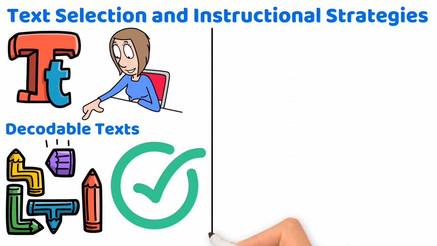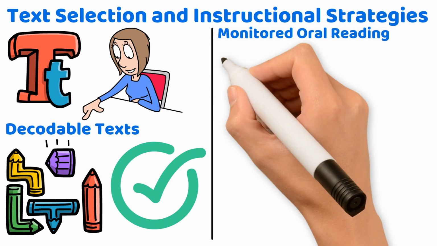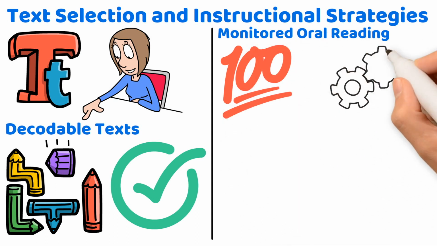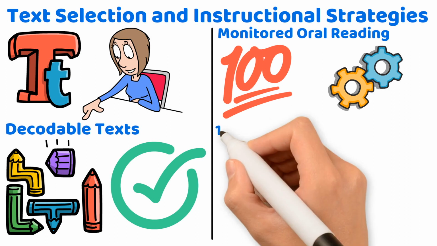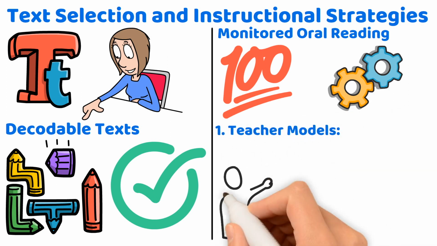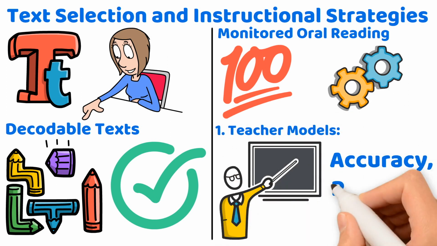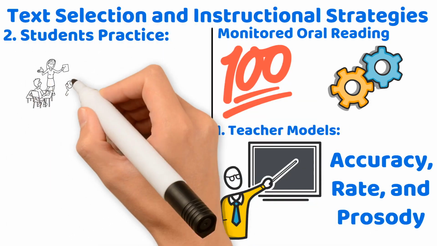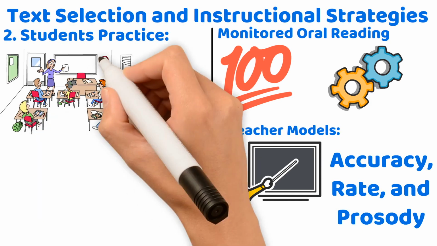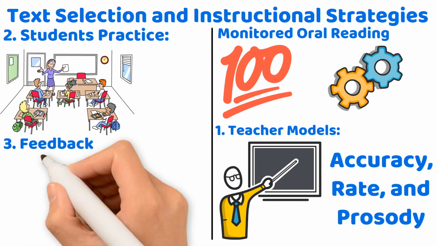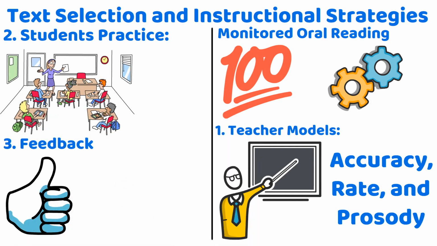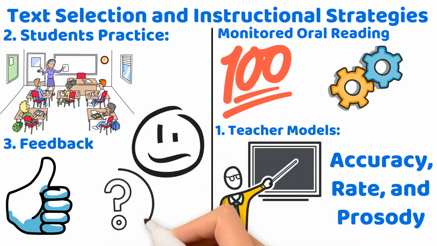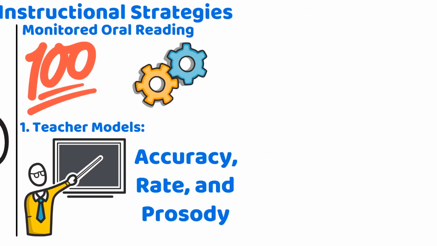On test day, look for monitored oral reading in your answer solution because it is a fantastic strategy to enhance all aspects of fluency. Here's how it works. 1. Teacher models. First, demonstrate fluent reading. Emphasize accuracy, rate, and prosody. 2. Students practice. Then, have students read the same text aloud. 3. Feedback. Provide specific, constructive feedback. For example, if a student struggles with prosody, you might say, try to raise your pitch at the question mark to indicate it's a question.